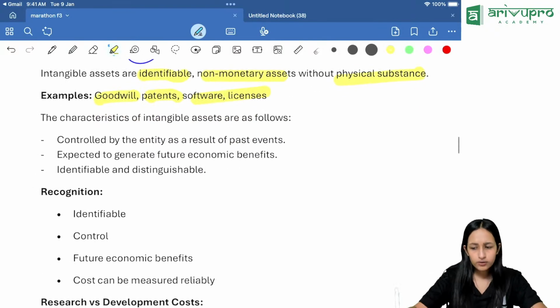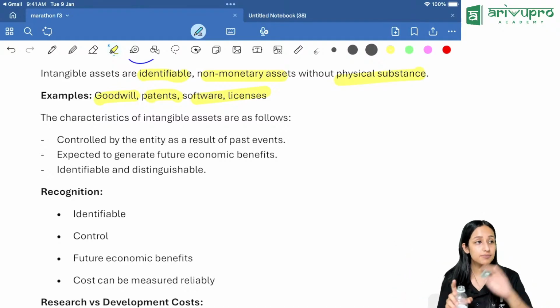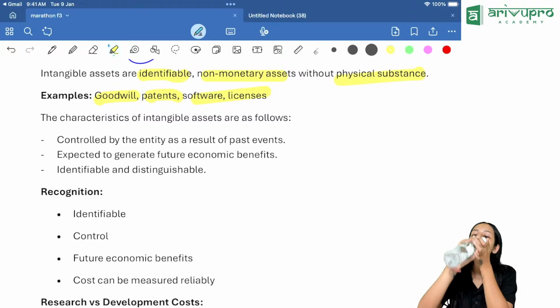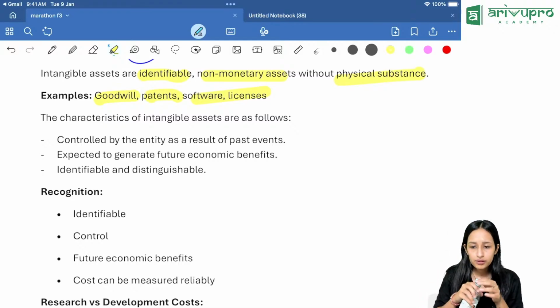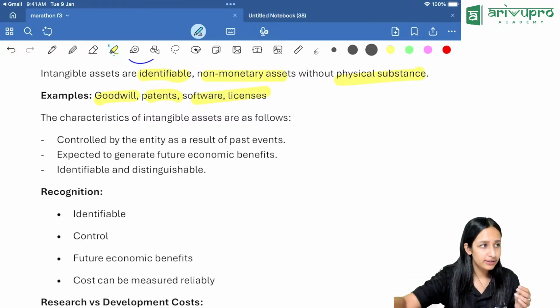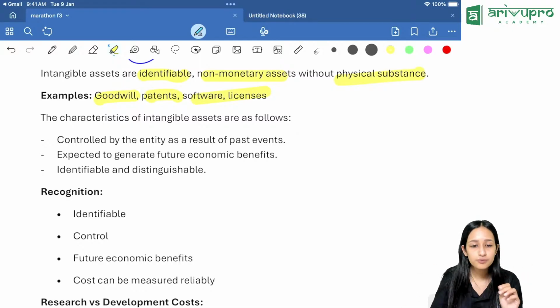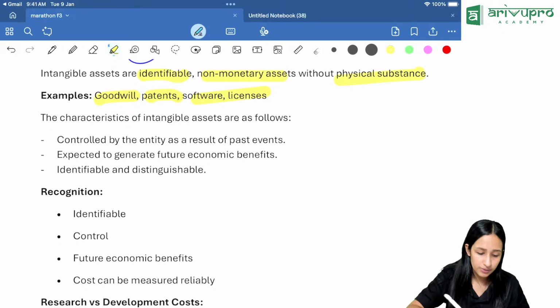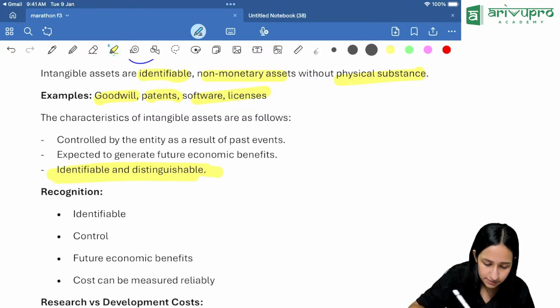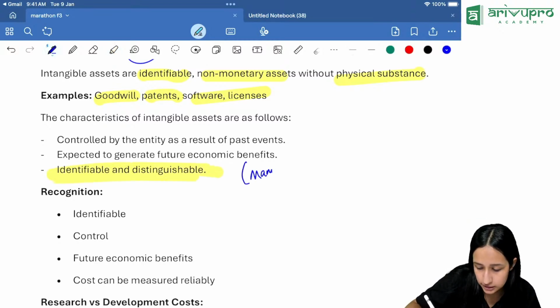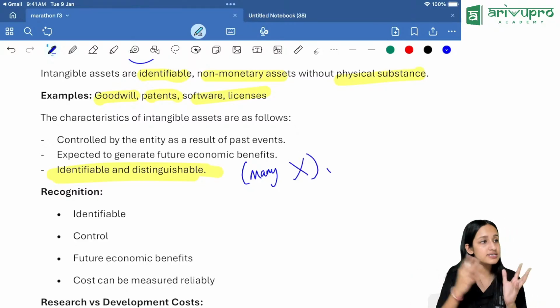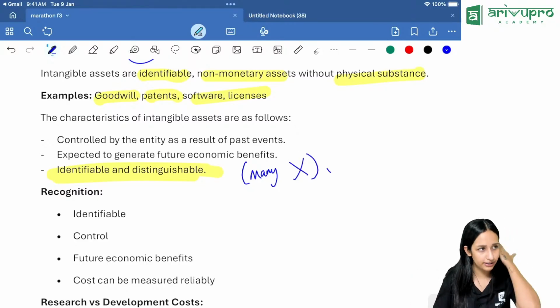Now, how can you classify something as an intangible asset? One, it should be controlled by the entity, similar to non-current assets. If there is any future economic benefit coming from this particular asset, it should come to the entity. It should be identifiable and distinguishable. This is one of the main concepts, because many intangible assets cannot be separately distinguished and identified.